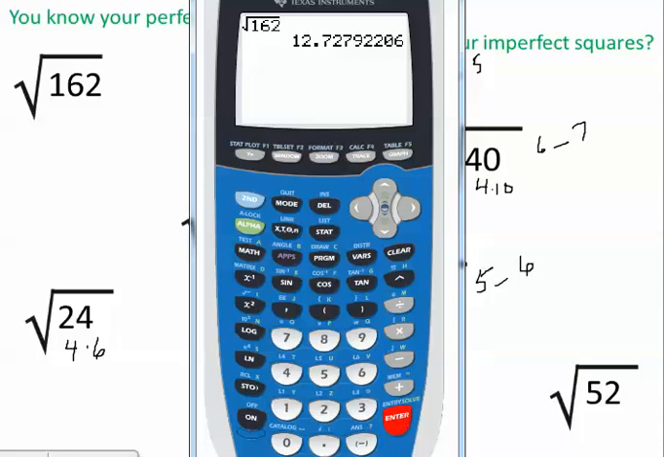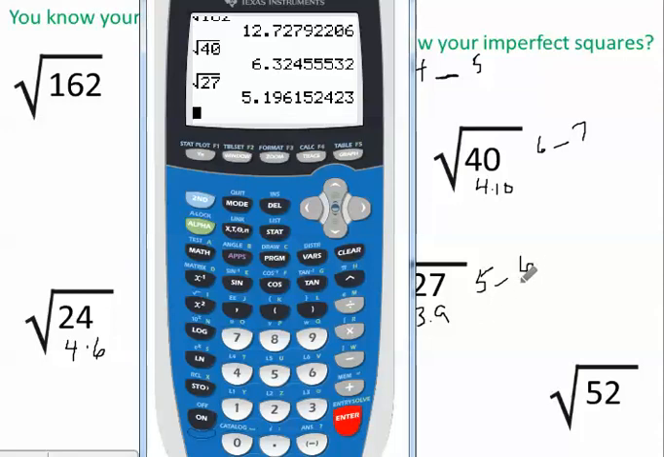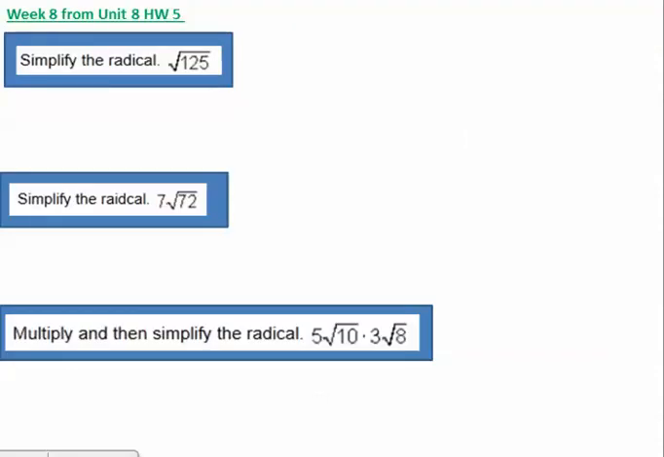How about one of these that I estimated here? How about 40? Let's take the second square root of 40. And what do we get? 6.32. And it's between 6 and 7. That worked pretty good, didn't it? How about square root of 27? Second square root of 27. And hit enter. And that's between 5 and 6. Woohoo! That's working pretty good. So estimating it might just mean finding out what values are on both sides of it and trying to get close to it. Okay, I can handle that. But how do we simplify a radical?